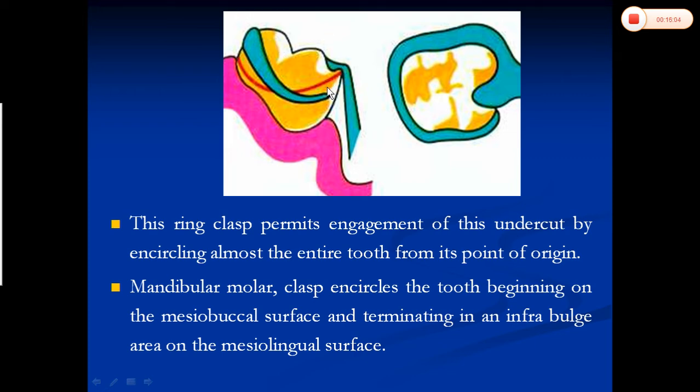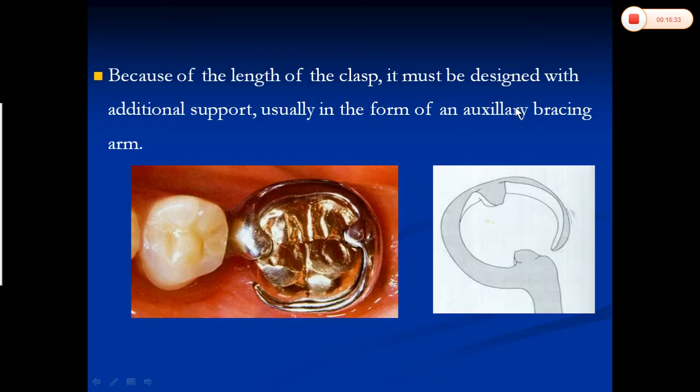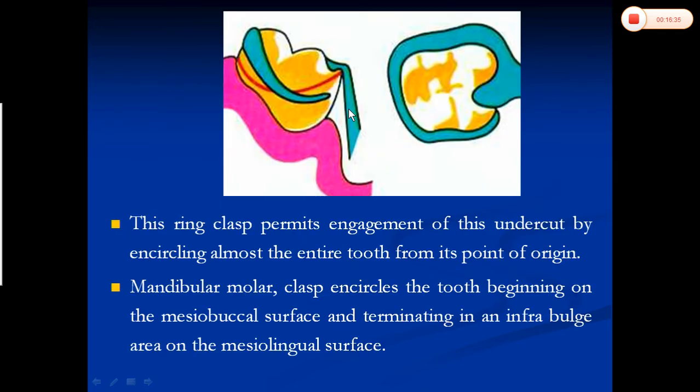It covers the entire tooth and engages the undercut. This ring clasp permits engagement of this undercut by encircling almost the entire tooth from its point of origin. Mandibular molar clasp encircles the tooth beginning on the mesiobuccal surface and terminating in the infrabulge area on the mesiolingual. See here. So mesially, the clasp form starts, covers the buccal surface, distal part, lingually, and ends in the mesiolingual undercut. So it engages the mesiolingual undercut.